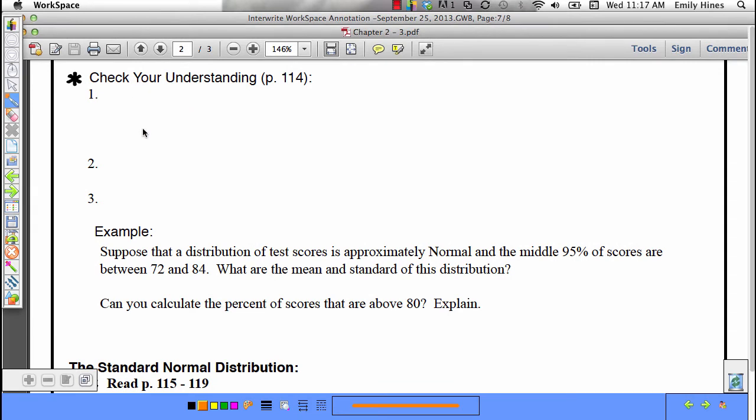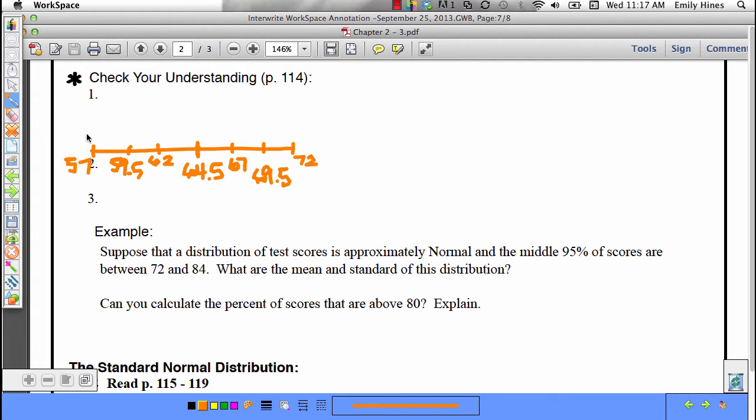So the first one, they want you to draw the normal curve. So your mean is 64.5. You would need to go up 3 standard deviations, down 3 standard deviations. 1 standard deviation this way would be 67. The next one would be 69.5, and the final one would be 72. If I go backwards, this one would be 62. This one would be 59.5, and this one would be 57.